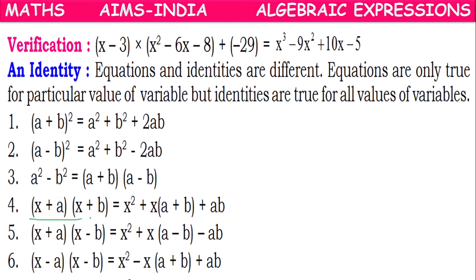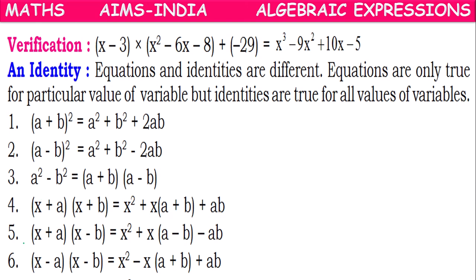Next, (x plus a) into (x plus b). x into x gives x square, a into b gives ab, but in the middle, x into b is xb and x into a is xa. Two x terms will be there, so we can take x as common and write x of (a plus b). Actually binomial times binomial should give 4 terms, but x into b and a into x are common terms, so we can take x common.